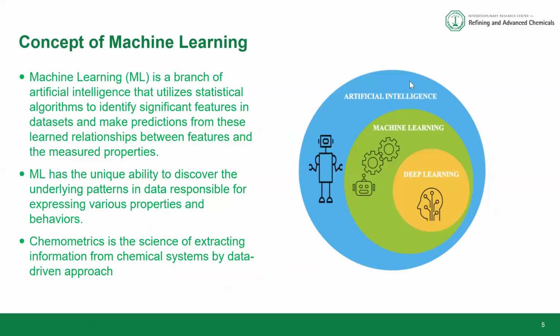as we all know, machine learning is a branch of artificial intelligence. It utilizes statistical algorithms to identify the underlying features in a data set, and then it makes predictions based on those features. It has a unique ability of discovering the underlying patterns in data responsible for expressing various properties and behaviors. So chemometrics is a branch of science which also extracts information from chemical systems by a data-driven approach. So machine learning is very vital, and it has found a series of applications in catalysis.